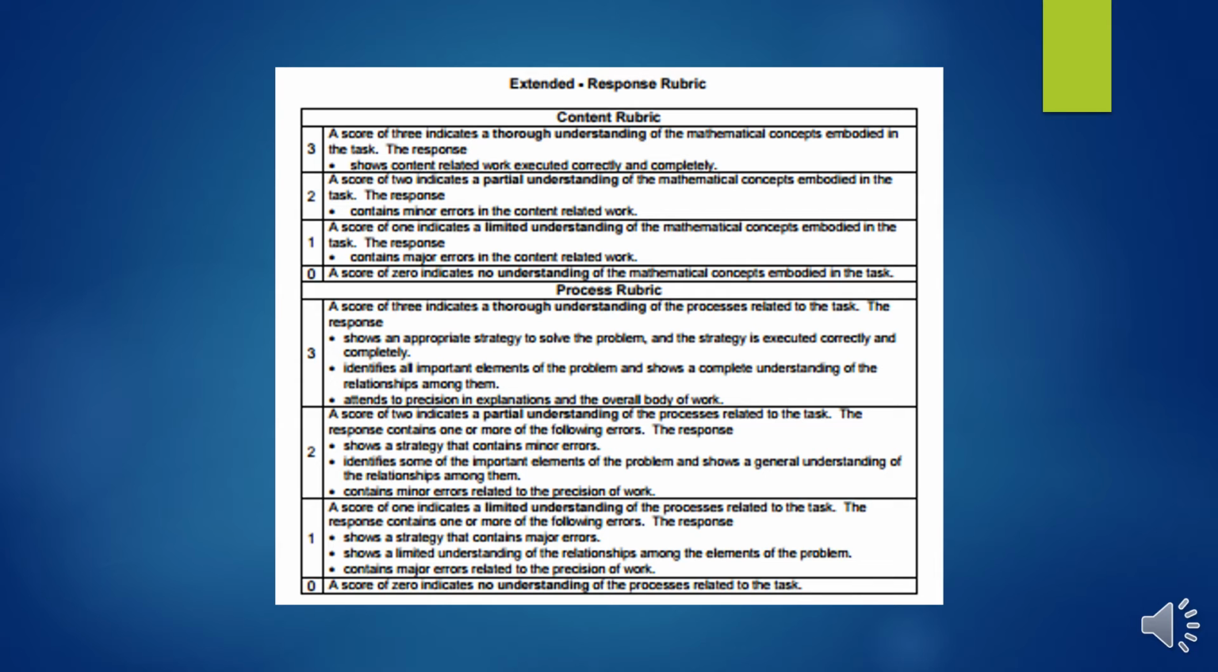A score of 3, again, means that you really knew what you were doing. You have a thorough understanding of the processes related to the task. The response shows an appropriate strategy to solve the problem, and the strategy is executed correctly and completely. That means that you either gave a correct formula, or you set up a correct equation, you explained all of the variables, and then you were able to solve the equation correctly. You were able to identify all of the important parts of the problem, and you showed that you really understood how all of those parts fit together. You were also very precise in your explanation and the way you worked the problem overall.